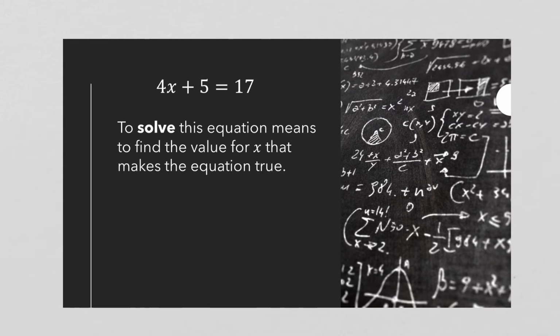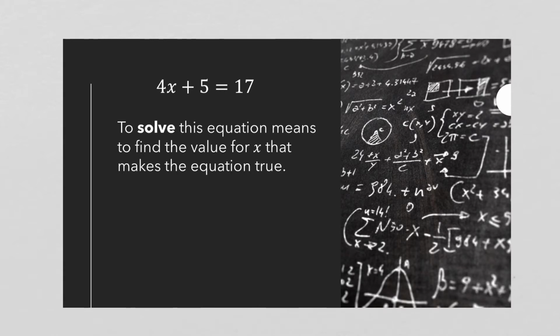What exactly does that mean? Well, I think of solving equations like solving puzzles. To solve this equation means that we want to find the value for x that makes the equation true. 4 times what value plus 5 equals 17? It's a puzzle, and that's the question we're asking. What number do we multiply by 4 and then add 5 to in order to get 17?